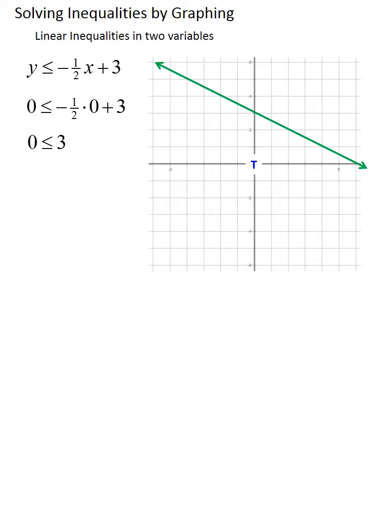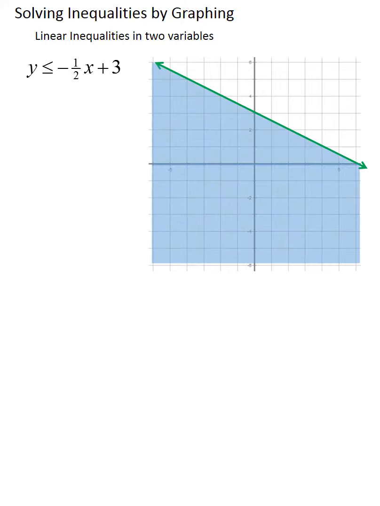Should I pick a point on the other side of the line and test it? Well, I could, but I would just find out that it was false. Either one of those would lead me to the conclusion that not only is the origin true, but any point underneath the line is going to be true for the original inequality. So all I have to do now is shade underneath the line, and I'm done. That's the answer to this problem.